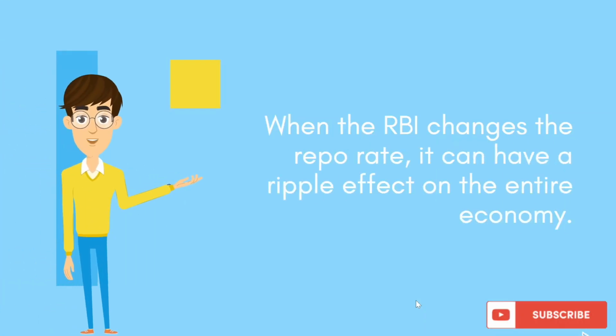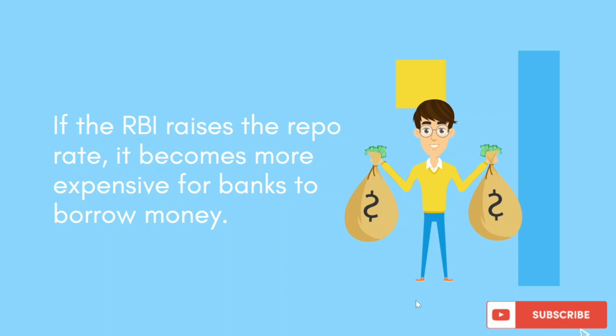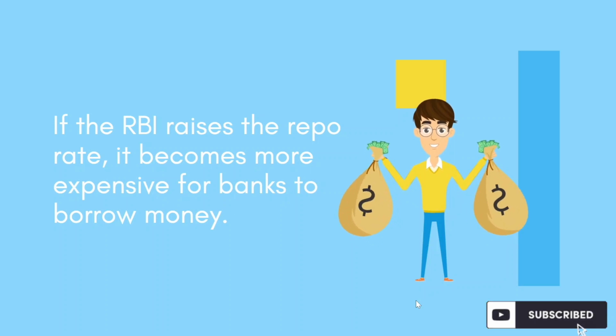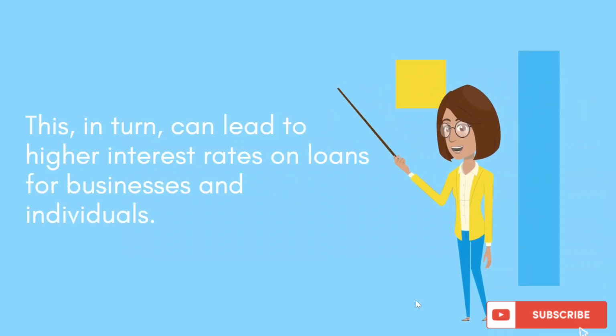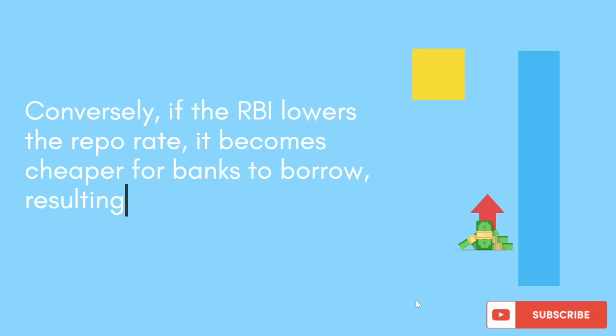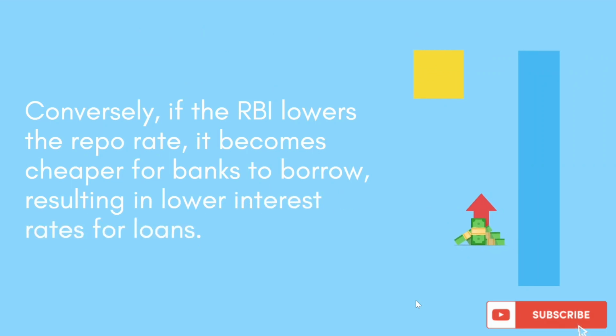When the RBI changes the repo rate, it can have a ripple effect on the entire economy. If the RBI raises the repo rate, it becomes more expensive for banks to borrow money. This, in turn, can lead to higher interest rates on loans for businesses and individuals. Conversely, if the RBI lowers the repo rate, it becomes cheaper for banks to borrow, resulting in lower interest rates for loans.